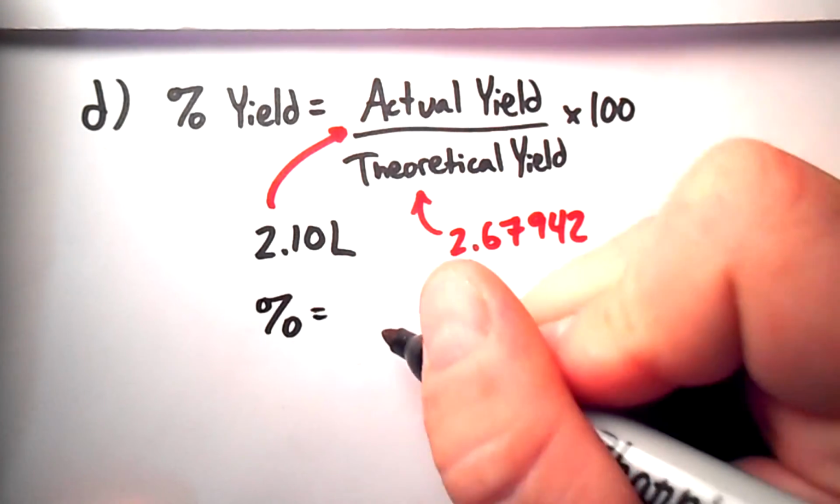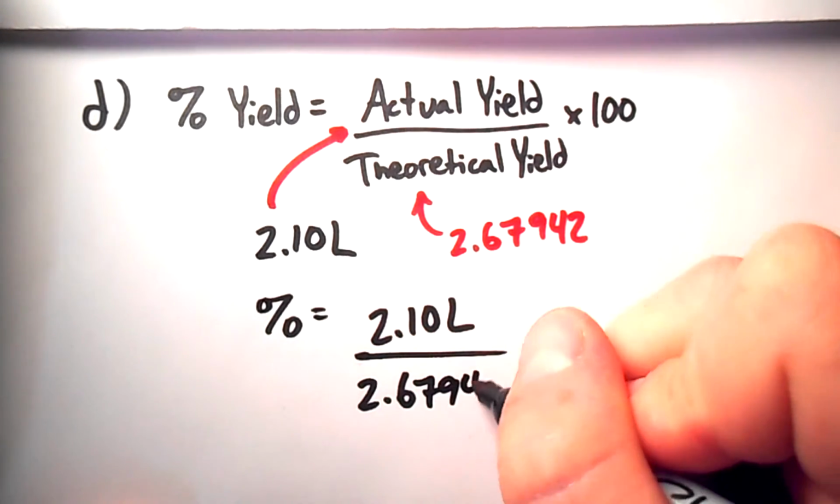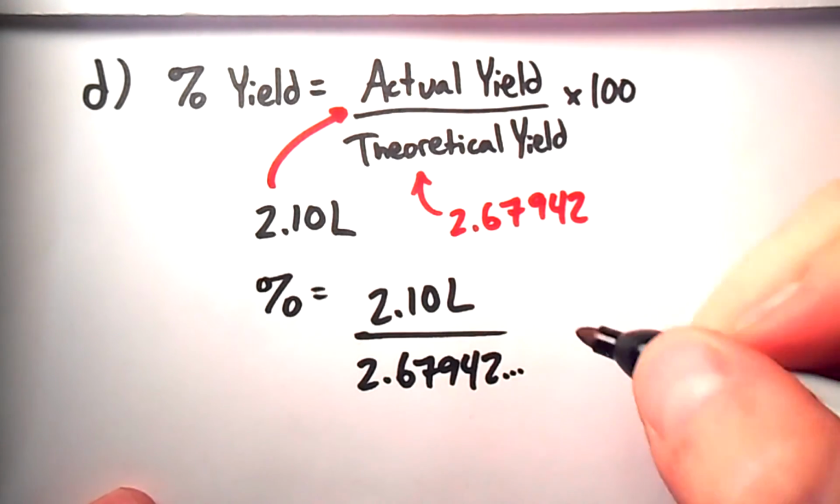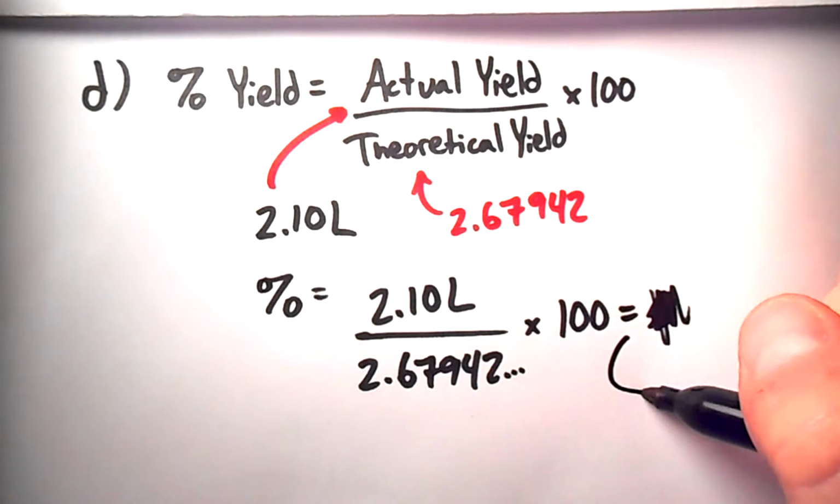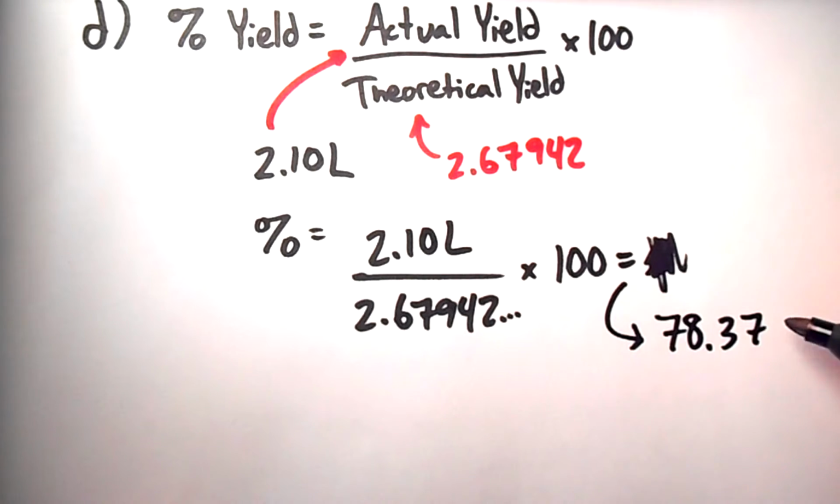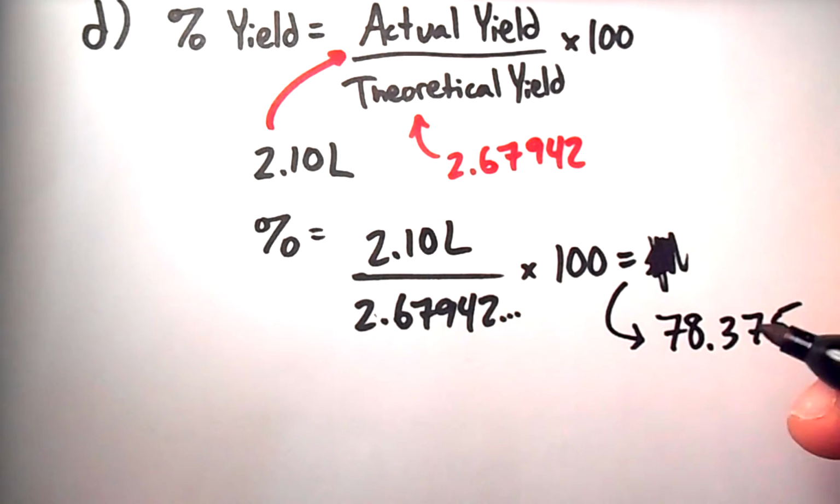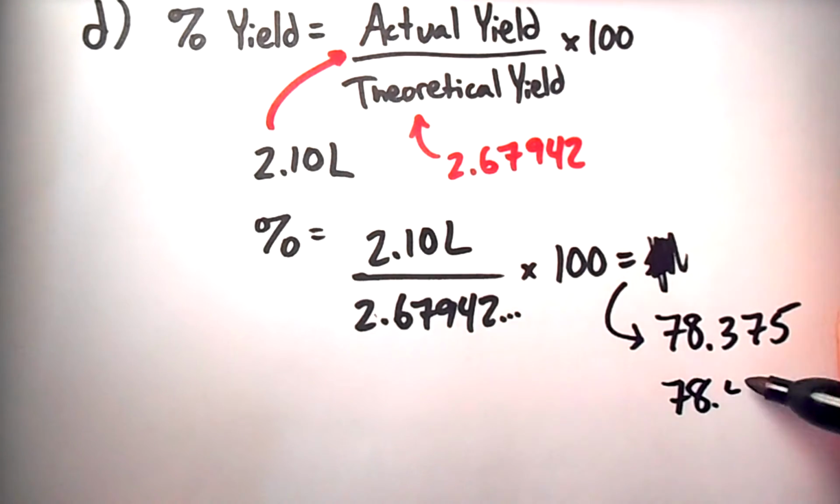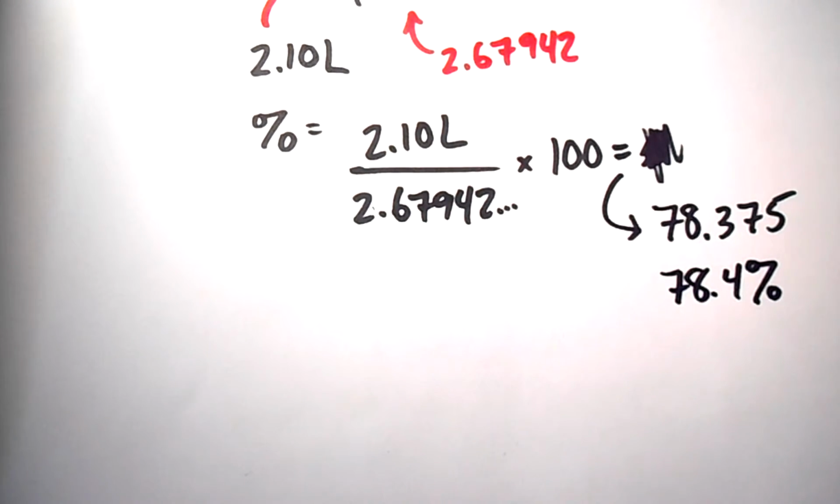So my percent yield then is going to be 2.10 liters divided by 2.67942 and some other odd change. And I have to multiply that by 100 to get the percentage. Made a mistake, sorry. Calculating this out gives me 78.375 as a raw value here. So rounded to 3 sig figs, and this number also had to be rounded to 3 sig figs because of where we got it from in the previous problem, this is going to be 78.4%. Another 5-point problem. Yes, that percent sign is our unit, and that counts for our unit point.